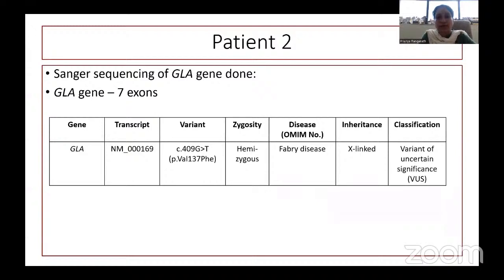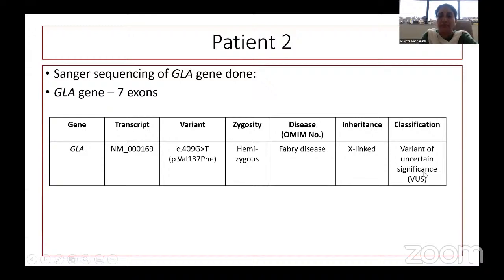So therefore, here, because we have a definite diagnosis in mind, and the specific gene is known to be associated with this condition, that is the GLA gene, which codes for alpha galactosidase, Sanger sequencing was directly done for this GLA gene, and a variant was found. This is a hemizygous variant. We are saying hemizygous because this is a male individual with the variant.